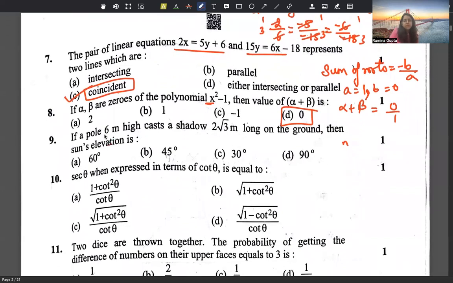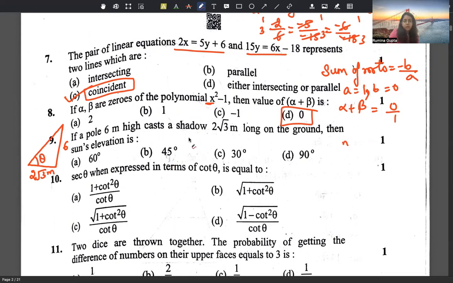If a pole 6 meter high, I'm just drawing the diagram on this side, okay? 6 meter height like this, casts a shadow 2 root 3 meters long on a road like this. Then the sun elevation is something like this. That means we just have to obtain this theta.